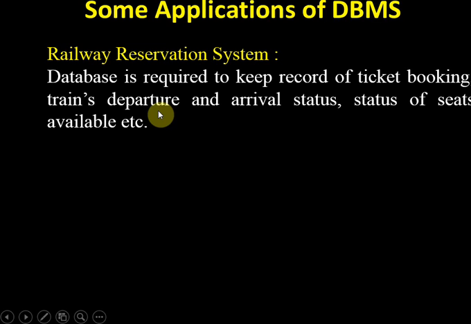Because of that, they keep the record of tickets booked in a train, when the train is going to depart and when it is going to arrive. That status you can also see because of the database, and it also shows the status of seats available in the trains. How is it possible? Because the database stores each and every piece of information, and whenever we need, we can retrieve that information through the database management system.